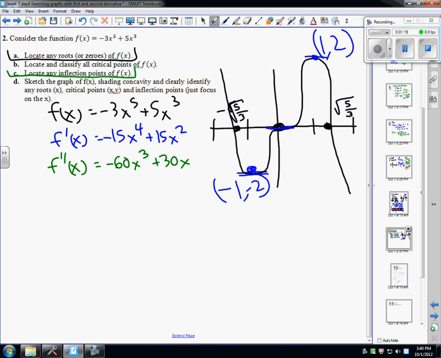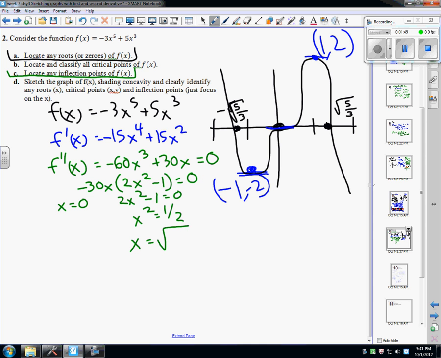And when I say inflection points, that means that has to equal 0. So let's see what we can factor out. We can take a negative 30x out, and I'm going to get 2x squared minus 1 left over. So right away from the first factor, you get x equals 0. And then from the second, 2x squared minus 1 equals 0, x squared equals 1/2, x equals the square root of 1/2, or if you remember some pre-calc, that would be the square root of 2 over 2.